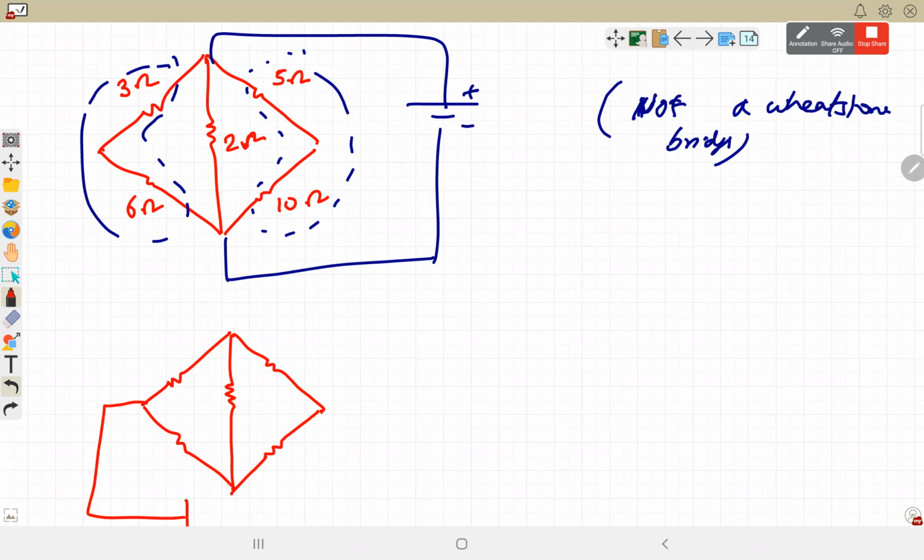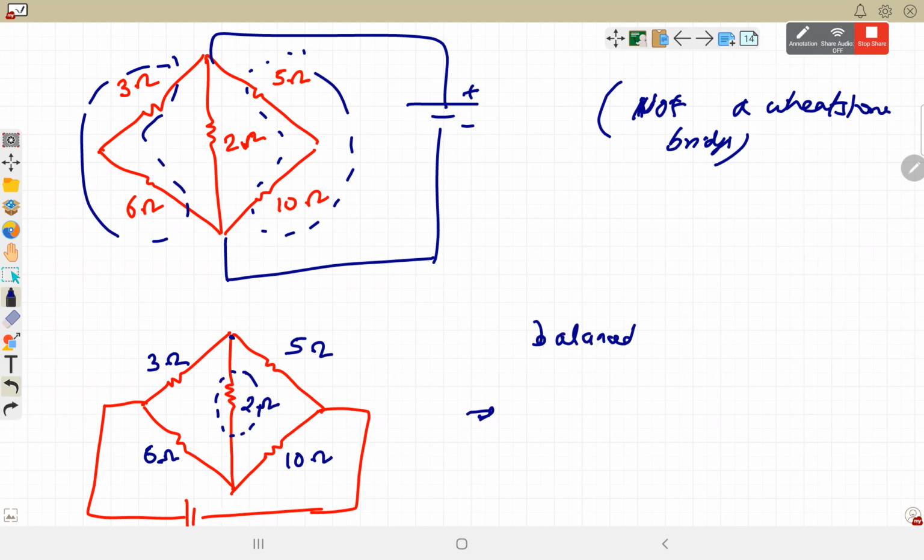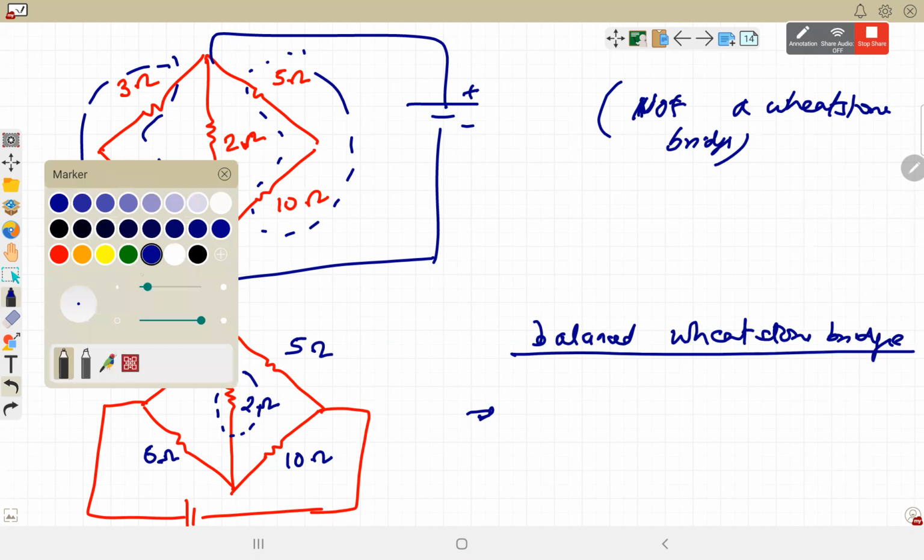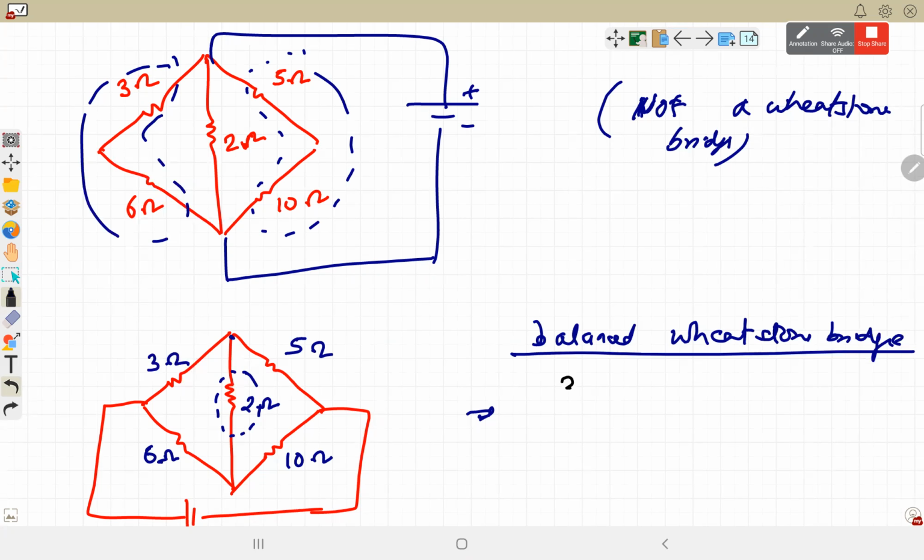when the battery is on the other diagonal, only then it will be a balanced Wheatstone bridge. The ratio of left side of the diagonal 3 by 6 is 1 by 2, equal to 5 by 10. And then 2 ohm is in the bridge, so that can be removed. It is a balanced Wheatstone bridge. It can be removed from the circuit. 3 by 6 is equal to 5 by 10, so 2 ohm can be removed and there is no current in that 2 ohm.